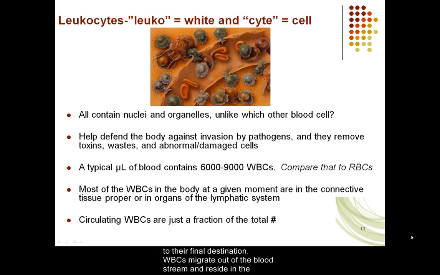Well, white blood cells only use the circulatory system to get to their final destination. White blood cells migrate out of the bloodstream and reside in the connective tissue found throughout our body. So, most of the white blood cells in your body are found in connective tissues throughout your body or in lymphoid organs. Those circulating in the bloodstream represent only a small portion of your white blood cell counts.